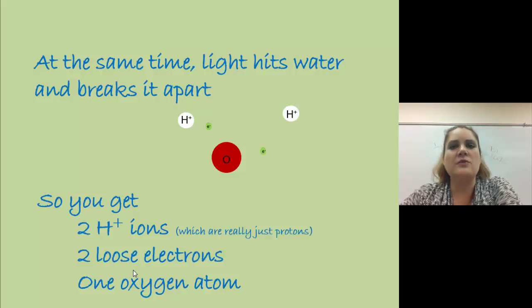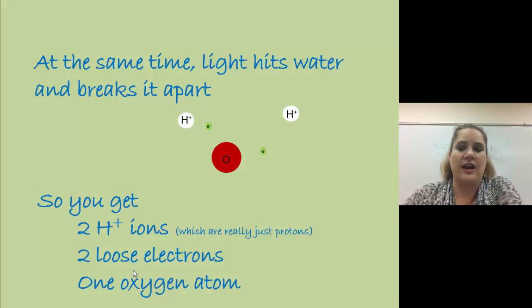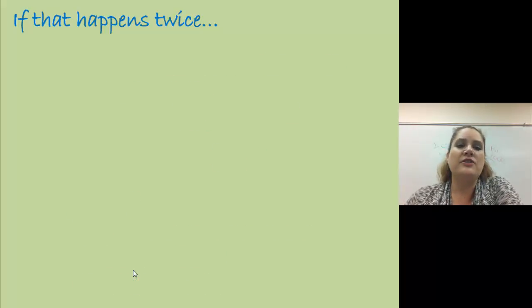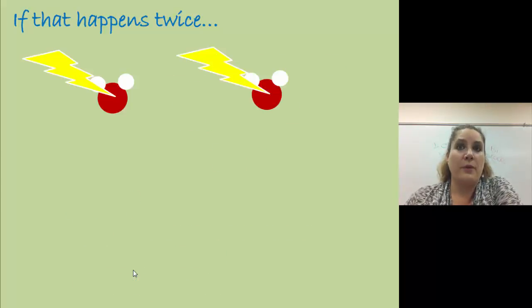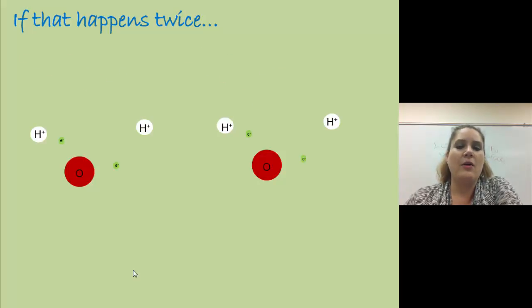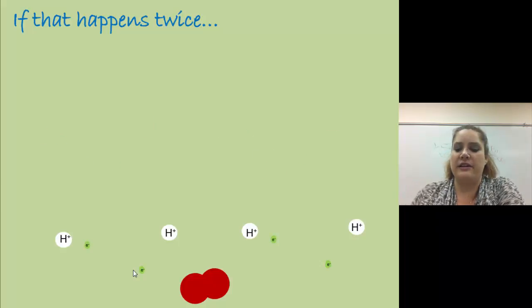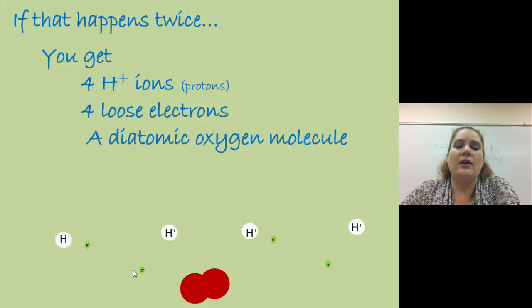So we've got 2 protons, we've got 2 electrons, and then we've got our oxygen atom, okay? If we do that twice, so if we bust 2 of those apart, our light comes in and hits, we get busted out, but watch what happens with our oxygens, because remember, our oxygens like to be friends with each other. So if that happens with 2 water molecules, you get 2 H+ ions, which are really just protons, you get 4 loose electrons, and you get a diatomic oxygen molecule.